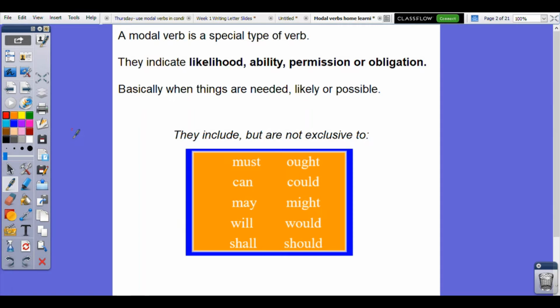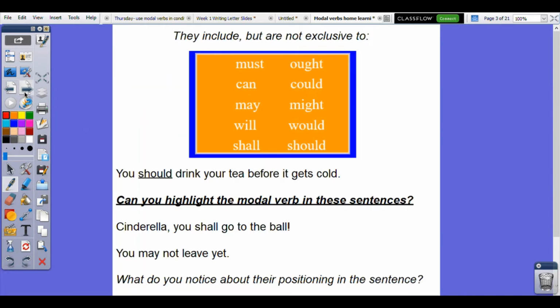So this relates to the solutions and the suggestions that we're making in our letter. This is when we will be using them, or maybe even in the summary. They include, but they're not exclusive to, must, ought, can, could, may, might, will, would, shall and should. So words that you're all very familiar with. And some examples here. You should drink your tea before it gets cold. Should is the modal verb here. And in these sentences now, can you spot the modal verbs?